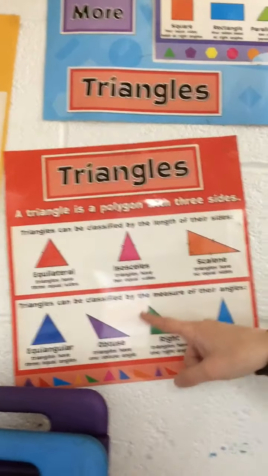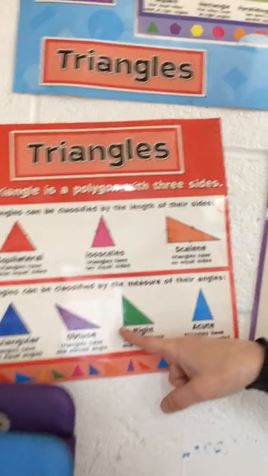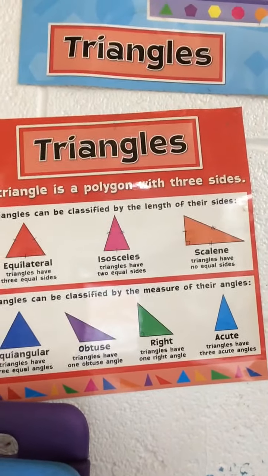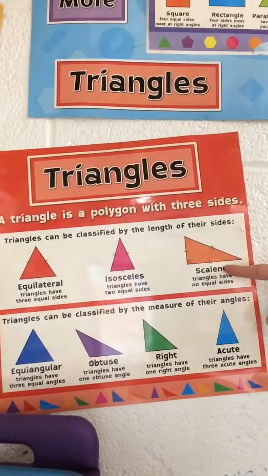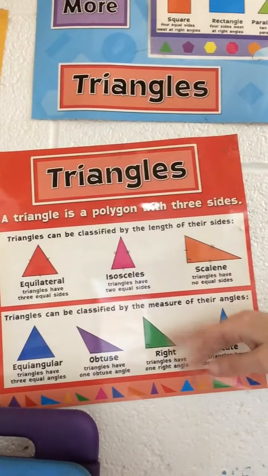A right triangle is a triangle that has one right angle. So if you have a perfect right angle within your triangle, it's automatically a right triangle. So you could say that this is a right scalene triangle. You could identify it in both ways.